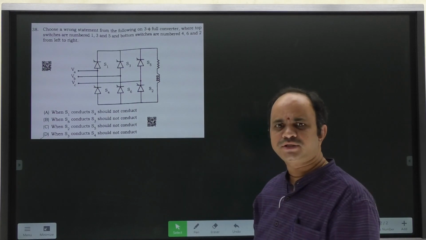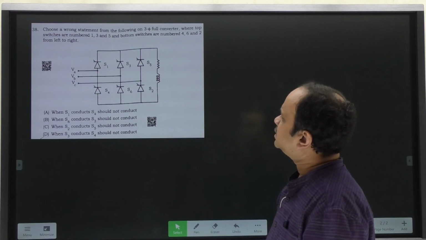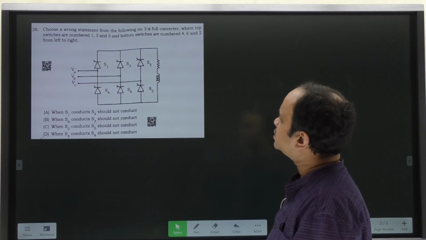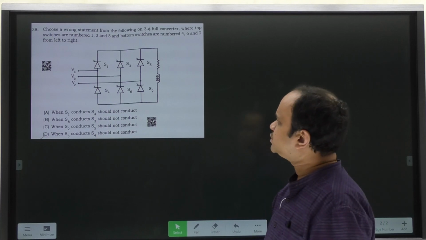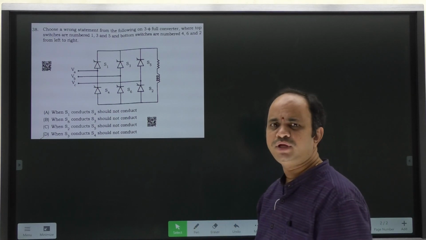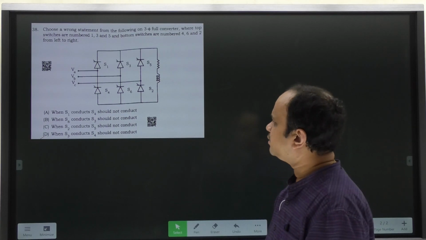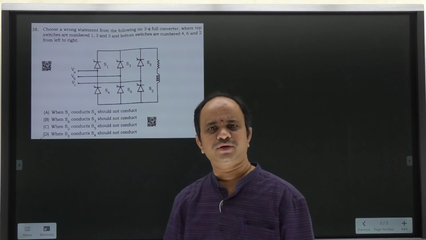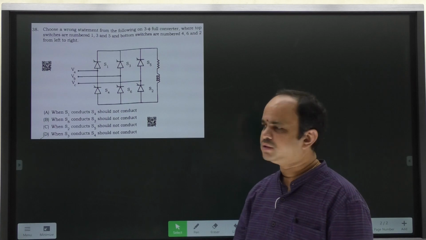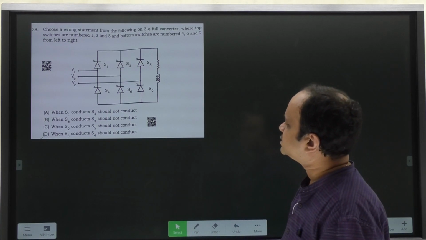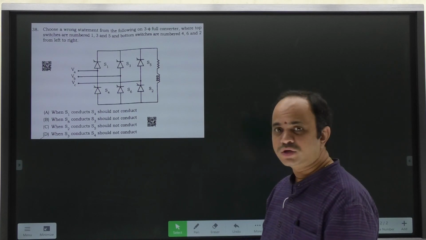There are four statements given here. The circuit is a three-phase full converter. Now the question is, choose a wrong statement from the following. In the three-phase full converter the switch numbers are 1, 3, 5 in the upper half, 4, 6 and 2 in the lower half. As per the standard practice, the switch numbering is not changed. It is same as usual. The only question here is, we need to identify the wrong statement.